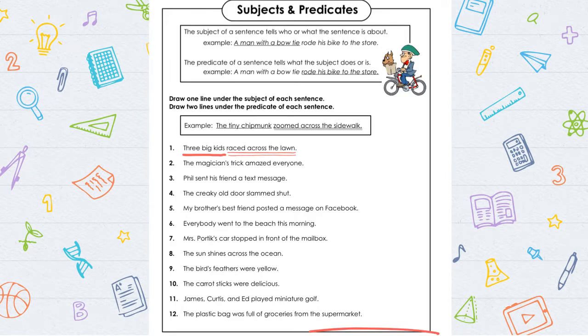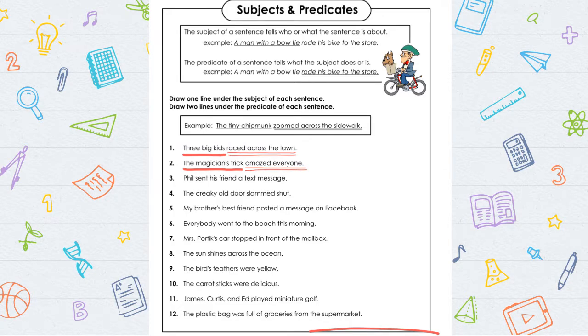Sentence number 2, the magician's trick amazed everyone. The magician's trick would be my subject because it tells me what the sentence is about. I will use a single line to underline the subject. Amazed everyone is my predicate because it tells me what the magician is doing. I will use a double line to show the predicate.